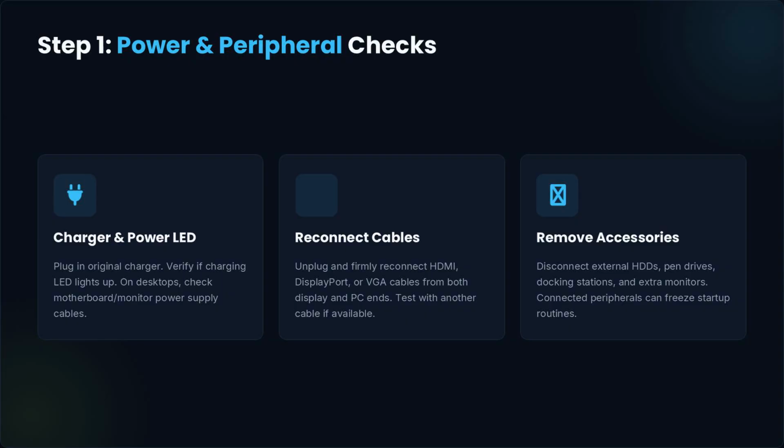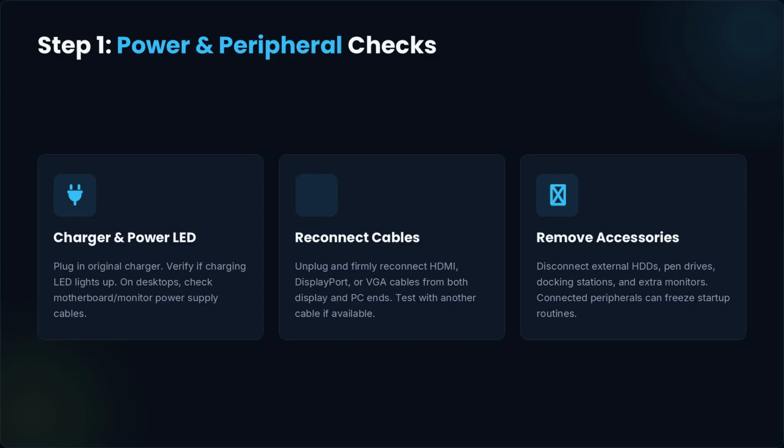Now, rule number 1 of troubleshooting: check the simplest things first. If you are on a laptop, connect your official charger and verify whether the charging indicator LED turns on. If you are on a desktop PC, inspect both the power cable for the tower and the monitor's power cord. If you are using an external monitor, double check that the monitor itself is powered on. If you're using an HDMI, DisplayPort, or VGA cable, unplug it from both ends and securely reconnect it. If possible, test with a spare cable.